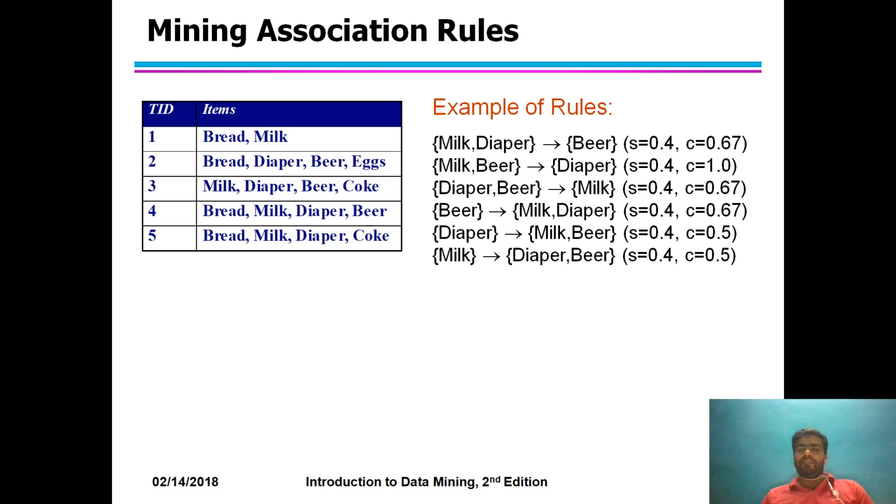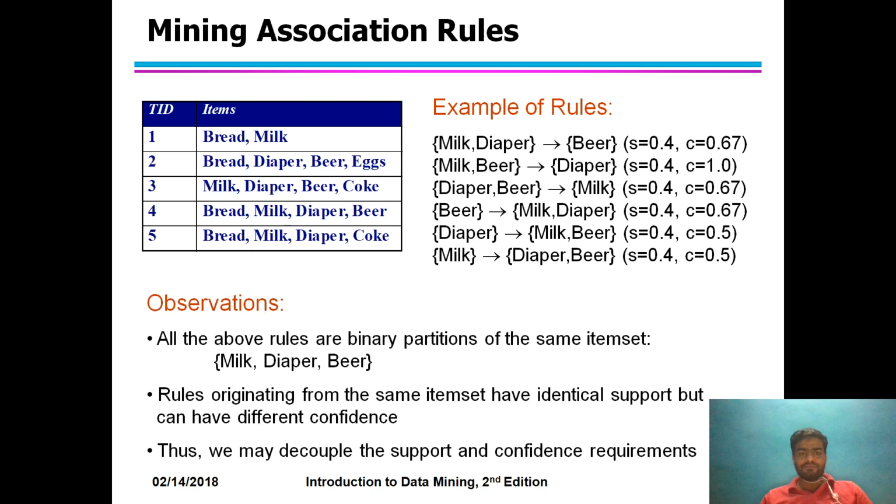Milk, diaper, beer divided by the total number of transactions, 5, will give S equal to 0.4. If you divide milk, diaper, beer by milk, diaper, you will get 0.67. Similarly, if you follow the method for milk, beer implies diaper, support is 0.4 and confidence is 1. Diaper, beer implies milk, S is equal to 0.4, C is equal to 0.67. Similarly, and so on.